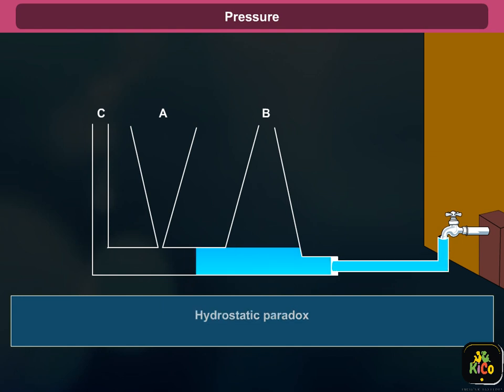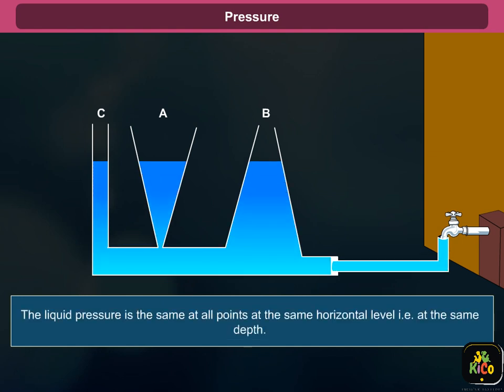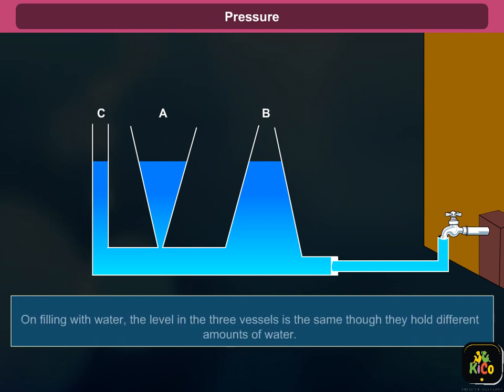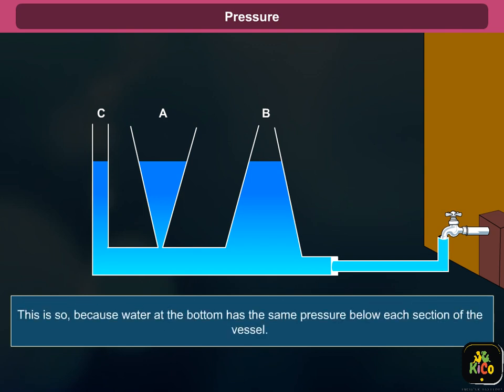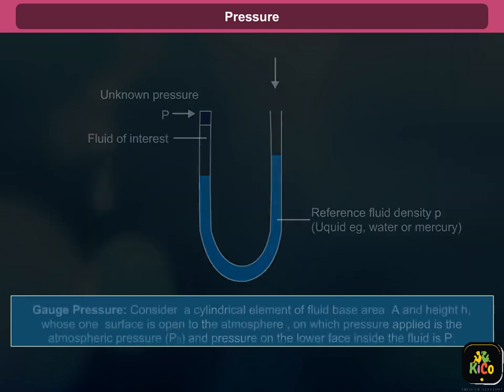Hydrostatic paradox. The liquid pressure is the same at all points at the same horizontal level, that is, at the same depth. 3 vessels A, B and C of different shapes are connected at the bottom by a horizontal pipe. On filling with water, the level in the 3 vessels is the same, though they hold different amounts of water. This is so because water at the bottom has the same pressure below each section of the vessel.